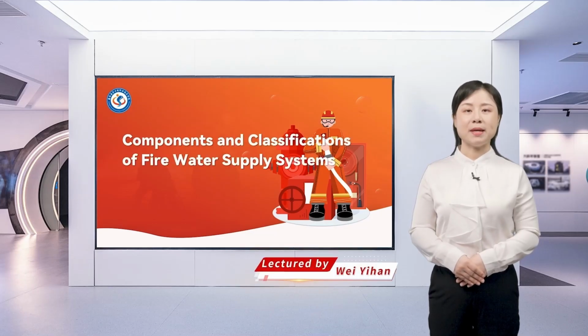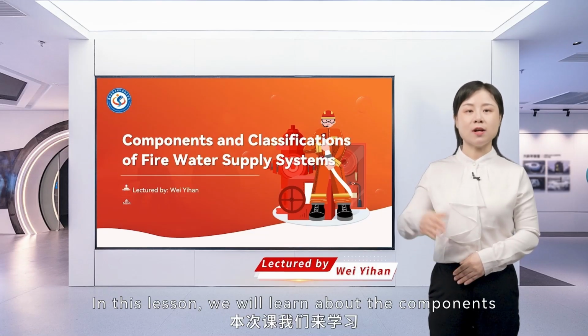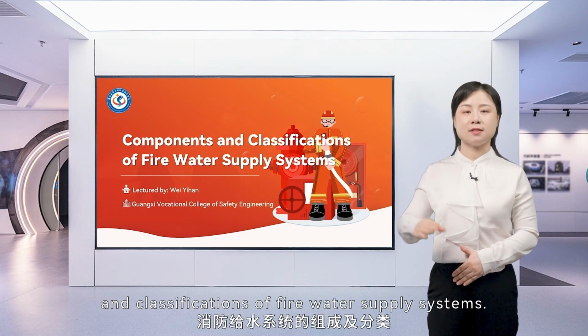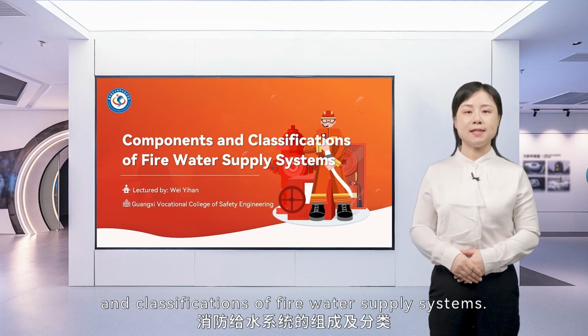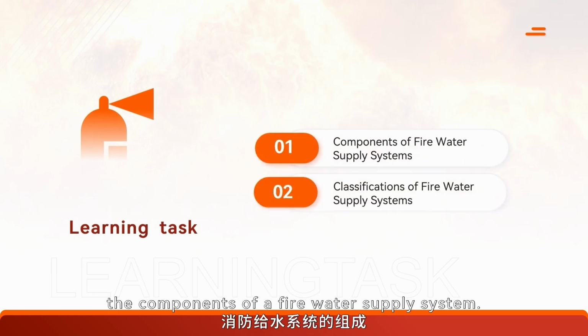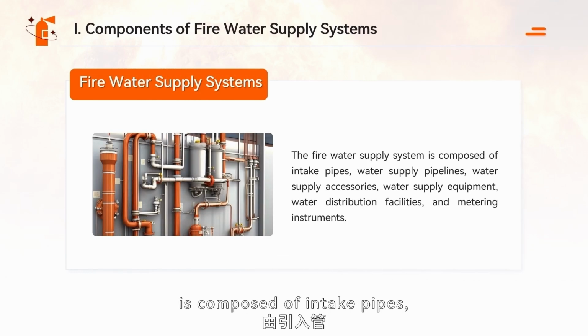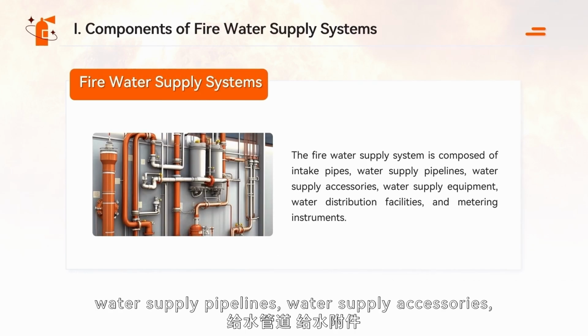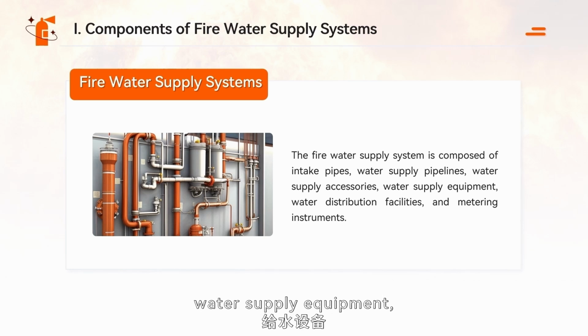Hello, everyone. In this lesson, we will learn about the components and classifications of fire water supply systems. First, let's discuss the components of a fire water supply system. The fire water supply system is composed of intake pipes, water supply pipelines, water supply accessories, water supply equipment, water distribution facilities, and metering instruments.